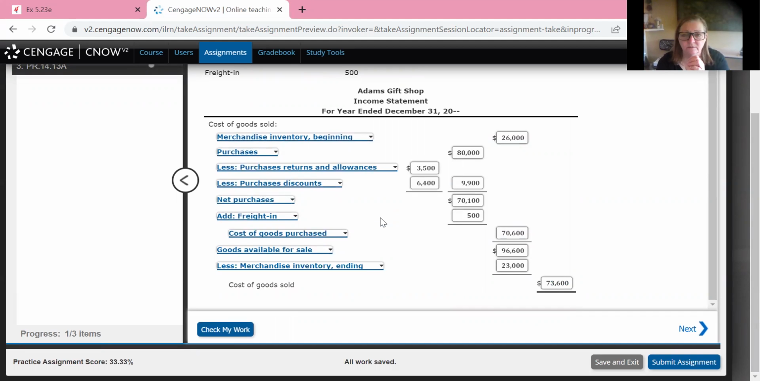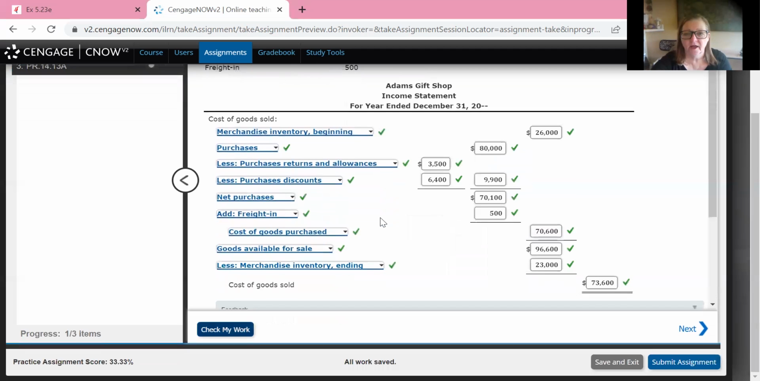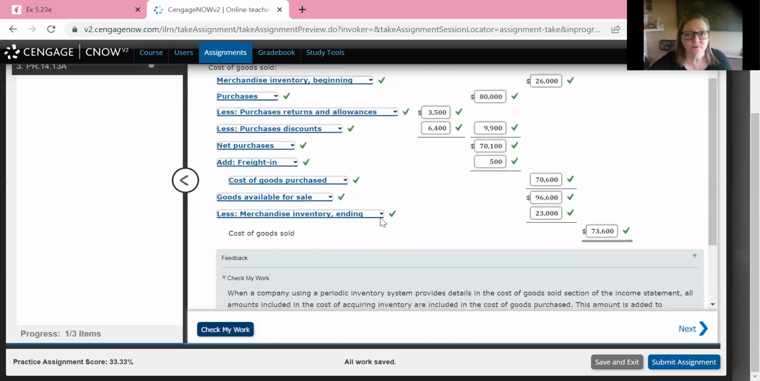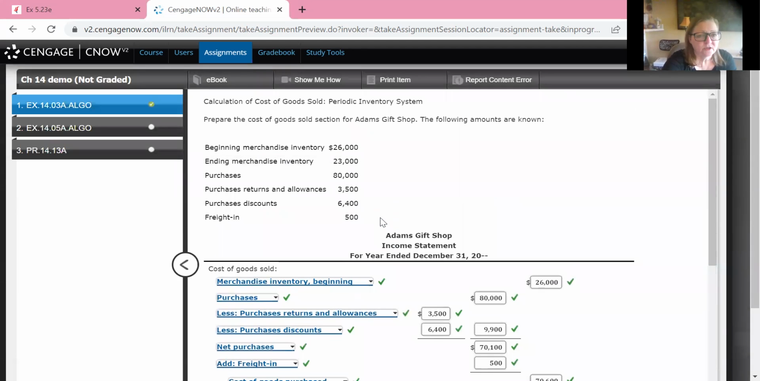So I think that's right. Just in case I keyed something in crazy, let's do a check work. Hey, it looks perfect. I love green check marks. Wonderful. So that was good. No problem. So let's go to the next one.